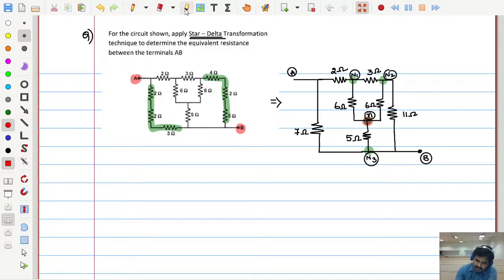So N1 and N2 and N3 are our ultimate terminals at which we need to replace the given network into some other form. So for which, let me take dotted lines between N1 to N2, I will add one resistor.